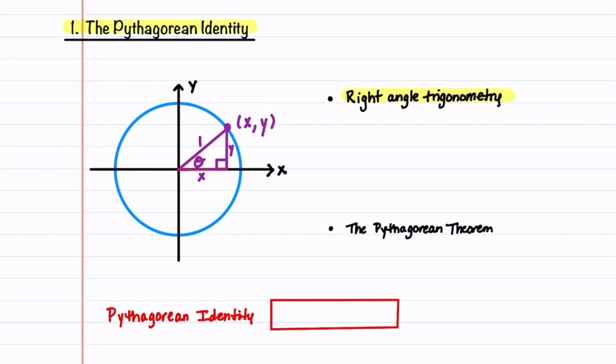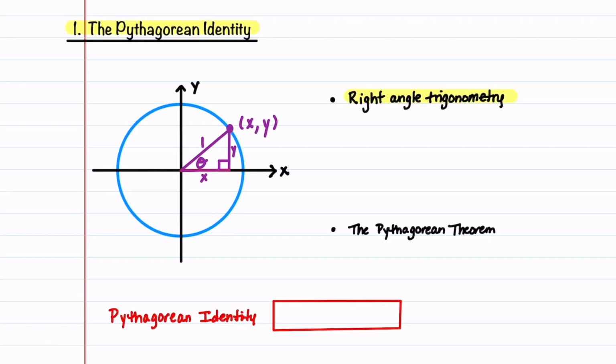Right triangle trigonometry tells us that sine theta is equal to the opposite side divided by the hypotenuse, which is equal to y over 1, which is equal to y. Cosine theta is equal to the adjacent side divided by the hypotenuse, which is x divided by 1, which is equal to x.